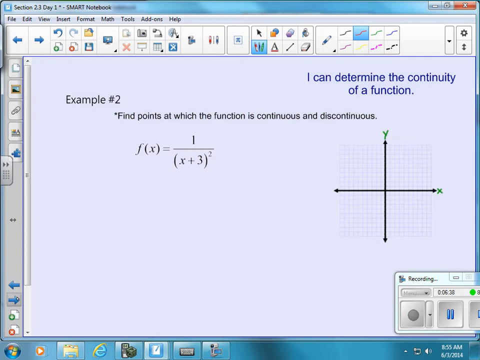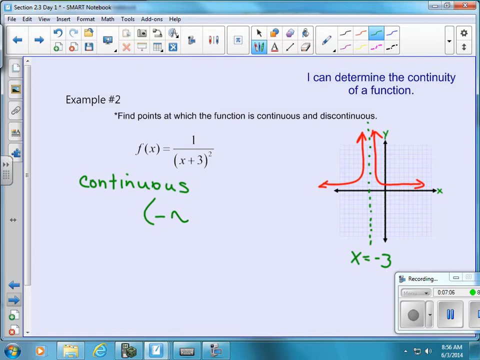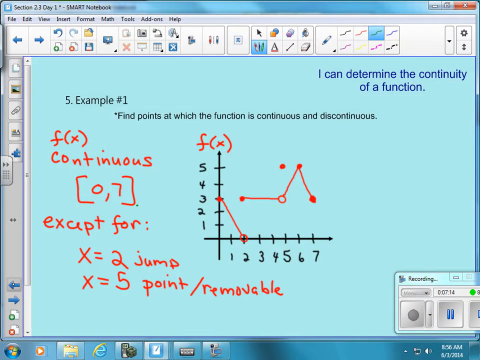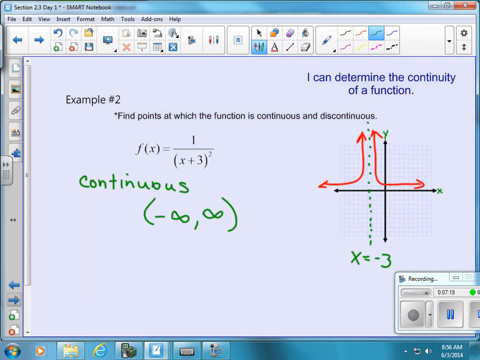All right, so here we have a graph, 1 over (x plus 3) squared. If you graph this, you have a little graph that looks like this. And this asymptote is x equals -3. So you can say that this graph is continuous from -infinity to infinity. It's not a closed interval. The parentheses signify an open interval, whereas brackets would be a closed interval, because infinity is not a defined place. And so we have the entire domain except for x equals -3, which is an infinite discontinuity.